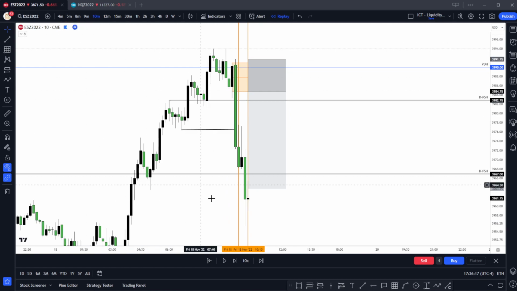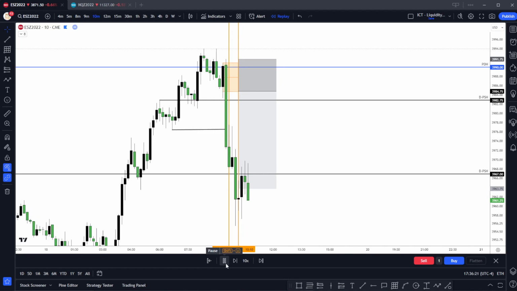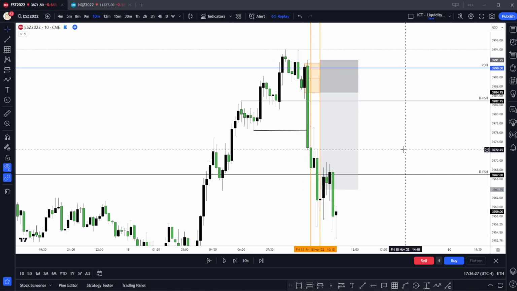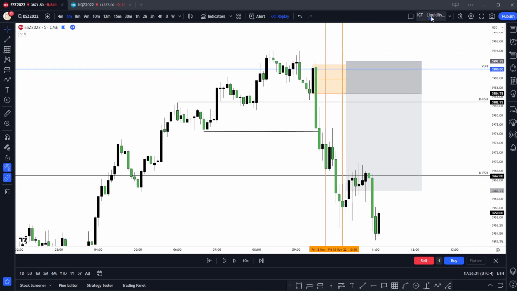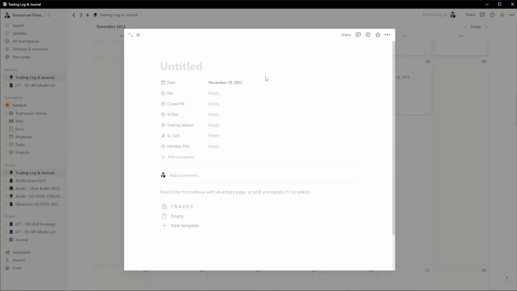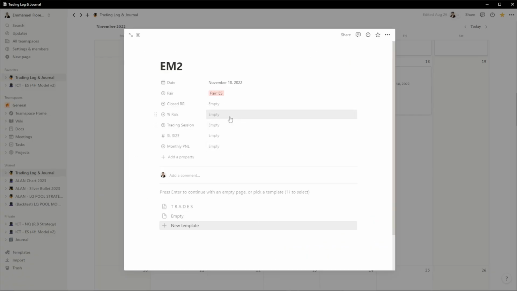Okay, we still haven't established a 10-minute low yet, so this is still a valid entry. We just established a 10-minute low. Unfortunately, that means that this is another no entry as well. So Friday, November the 18th. EM2, the pair was ES, and then 28 is the ticks.